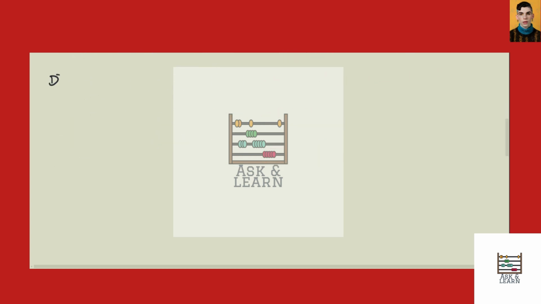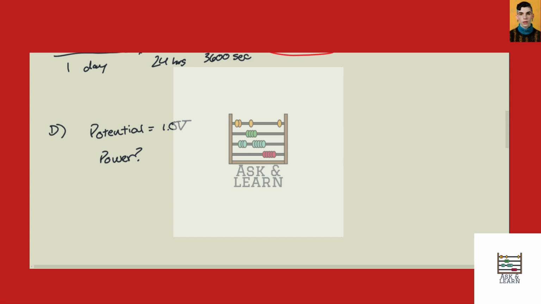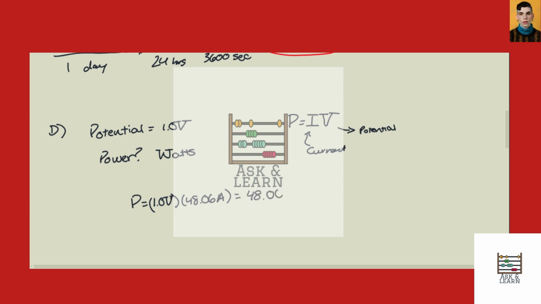If the standard, so now we're saying that in this electron chain, our current is 48.06, but our potential is going to be equal to 1.0 volts. So from this, we want to find the power, right? That's the watts. Okay, so the equation for power is P equals IV, where I is current in amps and V is potential or volts. So we're going to say power is 1.0 volts times 48.06 amps, which will give us 48.06 watts. Awesome. That is your final answer.